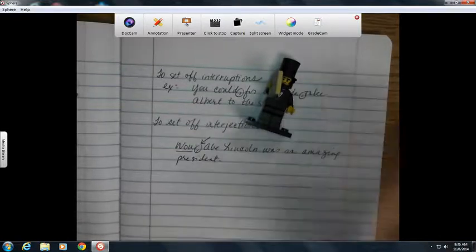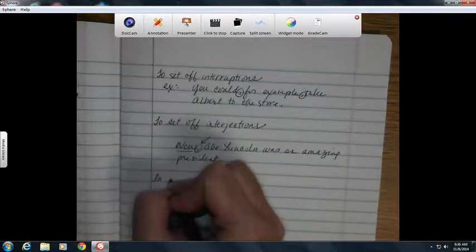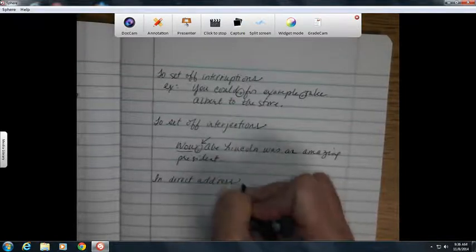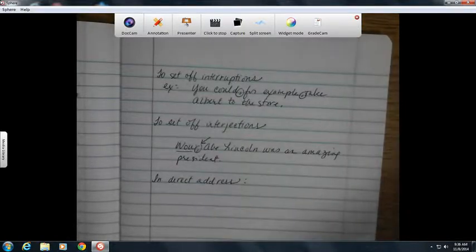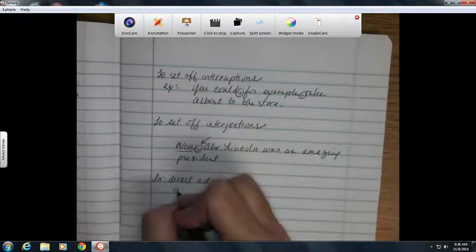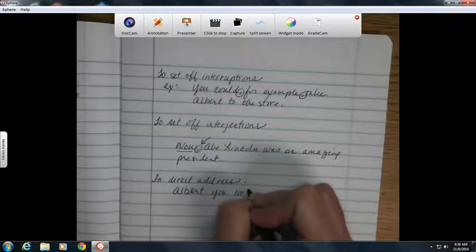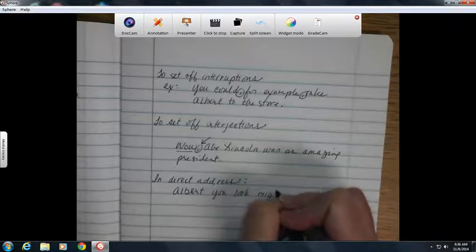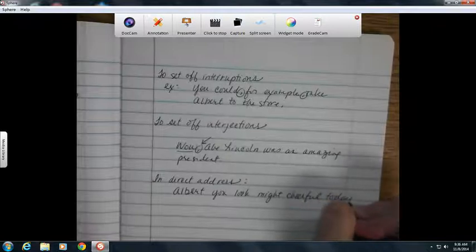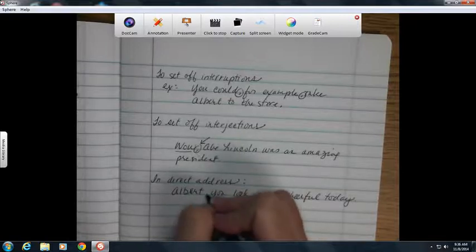We also use commas in direct address. That means if I'm speaking to you directly. So if I want to tell Albert something, Albert, you look mighty cheerful today. I use a comma after Albert's name. Albert, comma, you look mighty cheerful today. So when you're speaking to someone, you use a comma.